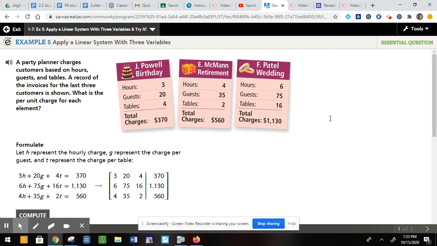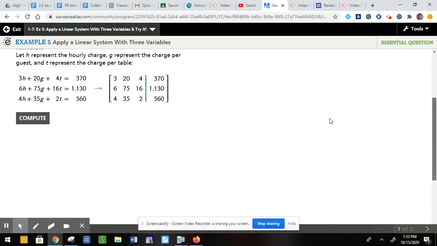So the first thing they did, again, was create the system of equations. So 3h plus 20g plus 4t equals 370, right? And they did the same thing for the other two. Those two equations are there. Then converted that into the augmented matrix that we've been working with. And then we're going to compute that.